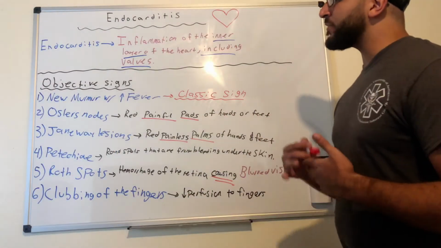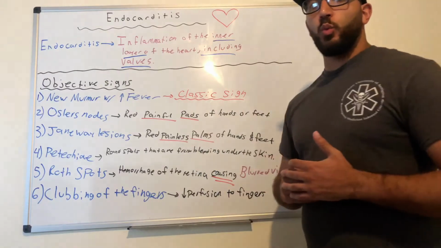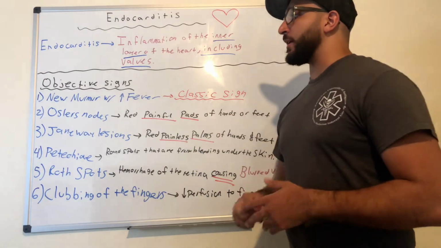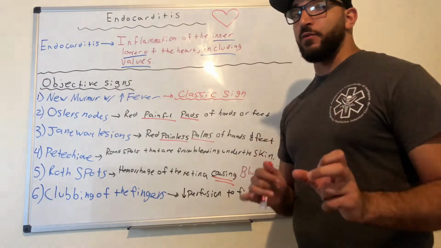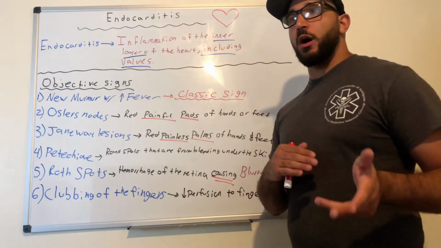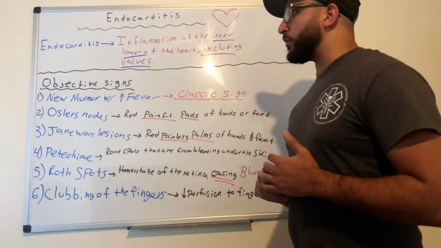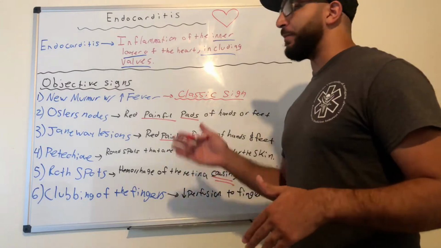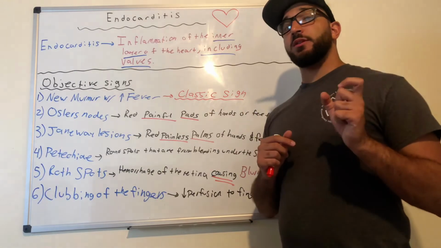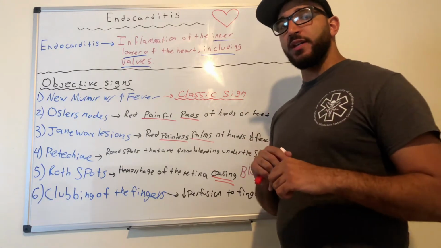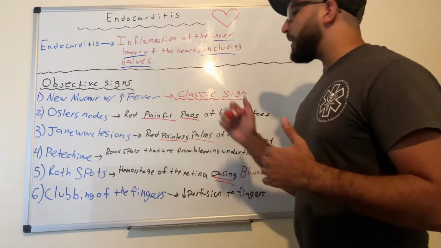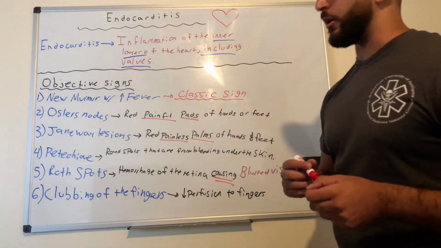So there are some objective signs to look for when dealing with a patient who has endocarditis. The first objective sign is a new murmur with a high fever. If you've auscultated this patient prior to coming into the unit and you notice that there was no murmur before, but at present you auscultate and notice a new murmur within the S3, S4 while listening, with a high fever, that's considered to be a classic sign of endocarditis.